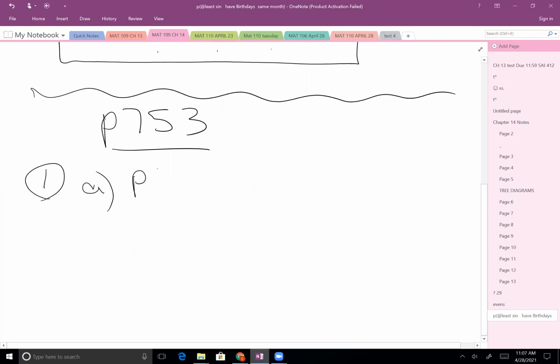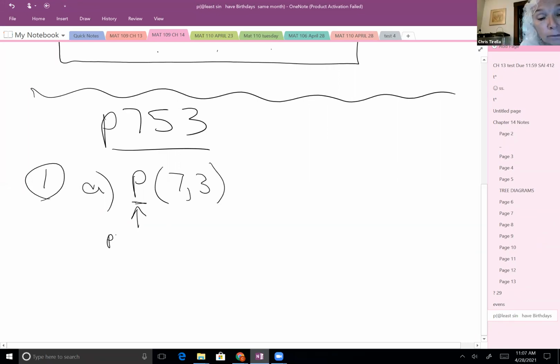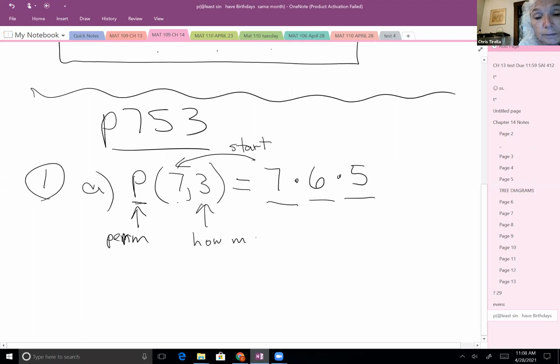P(7, 3). Okay, again, P means it's a permutation. It means from 7, we're picking 3. And remember we had said that if we're picking 3, we'll take 3 factors, starting with 7. So the first number tells me where to start, and the second number tells me how many factors. So 6 times 5 is 30, times 7 would be 210. And I think that was kind of where we left off last time with the permutations.